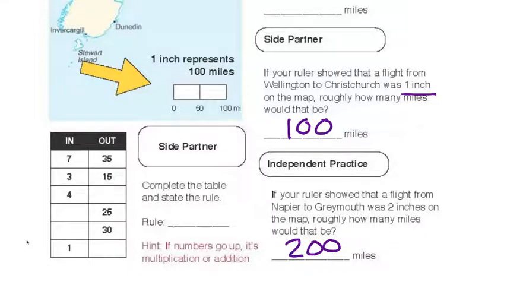Now, in and out tables. By now you've had tons of practice on these. This shouldn't be too hard. If you notice, the numbers are going up, so it tells me it's either multiplication or addition. Go ahead and figure out what the rule is with your side partner and fill in the table. Go ahead and pause the video.